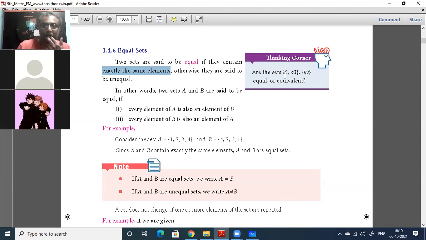Now, in the thinking corner: the null set, the set with 0, and the set with the null set symbol inside it. Are they equal or equivalent?